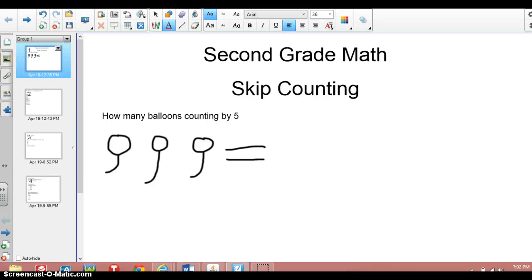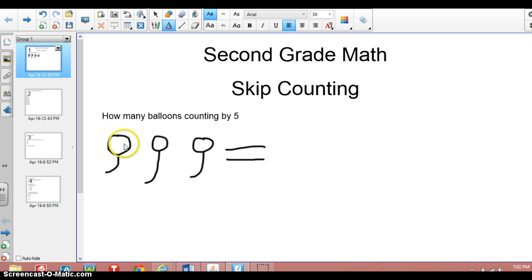Hi, what we're going to learn with this lesson plan is how to use the Smart Notebook. And we're going to work on some math problems for grades 2 through 4. Here we have second grade math and we're going to be doing skip counting.